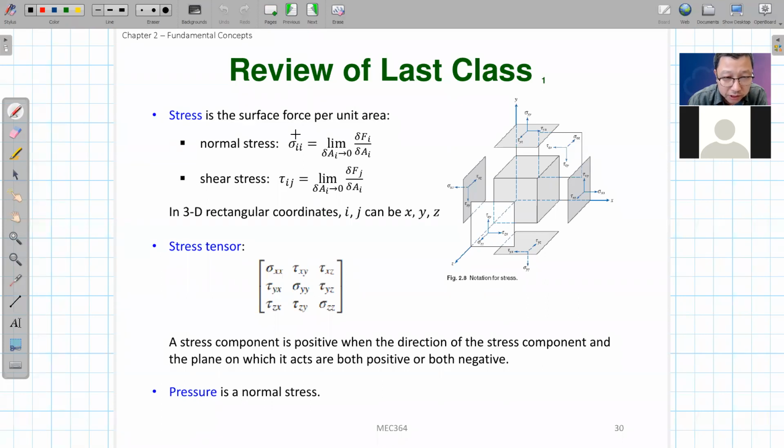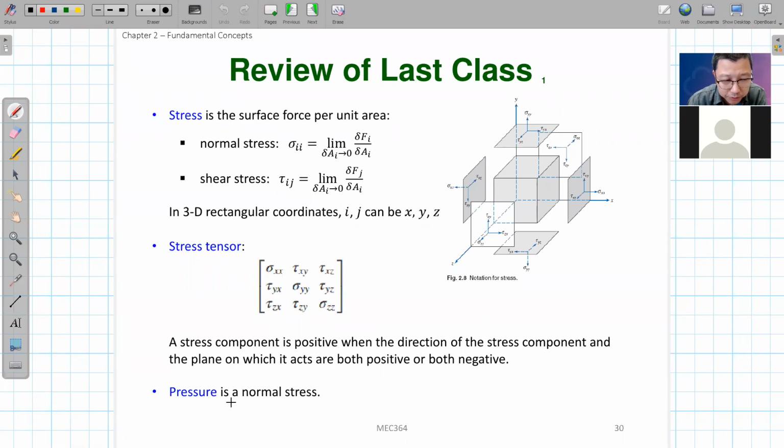For normal stress we usually use sigma and i. In this Cartesian coordinate 3D, this i can be either x or y or z, so it can be sigma xx, sigma yy, or sigma zz. It is determined when the surface area goes to 0, by the normal force on that area in the normal direction, differentiated over the surface area. An example of normal stress in fluid mechanics is pressure, which is usually all we need.